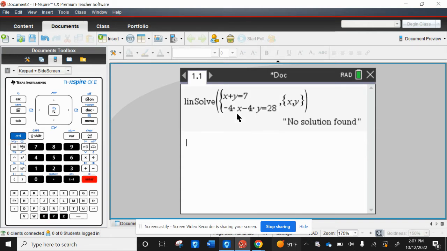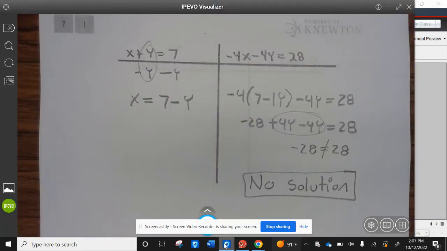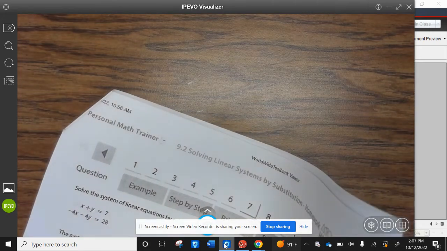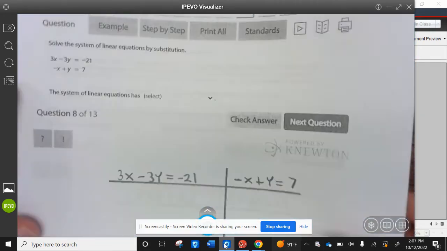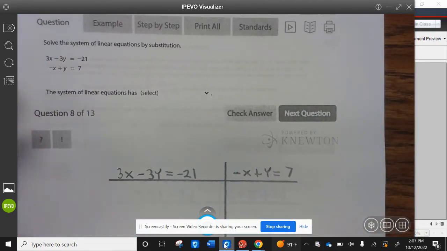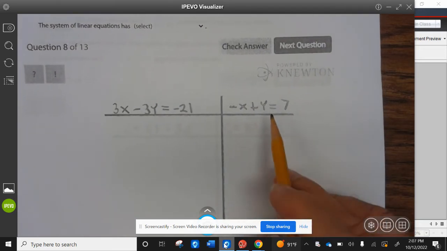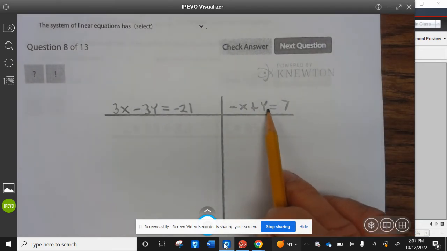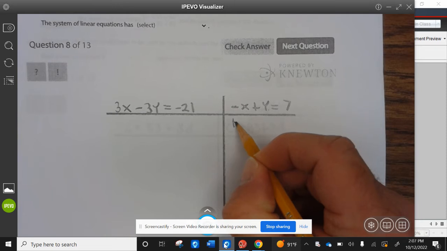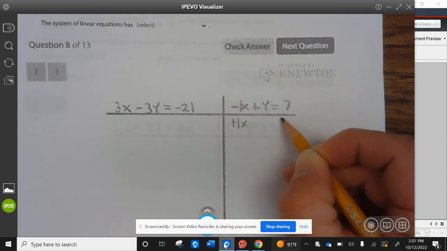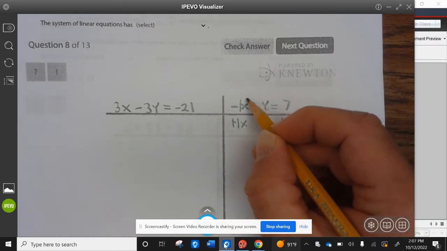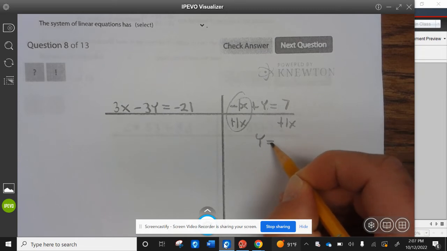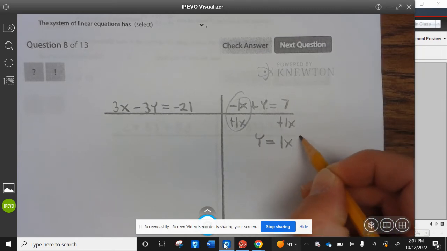And there you go, that verifies no solution. So let's move on to the next example. All right, again, solve the system. So here, it looks like we can solve for y the easiest. So we're going to add, I'm going to put a 1 there, 1x to both sides. So then you get y equals 1x plus 7.